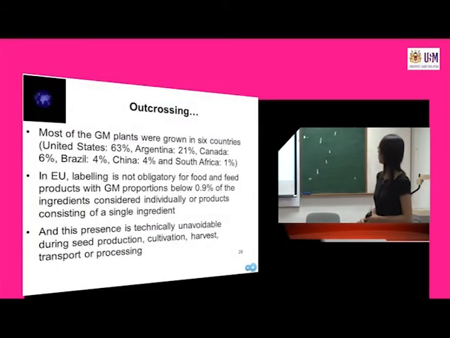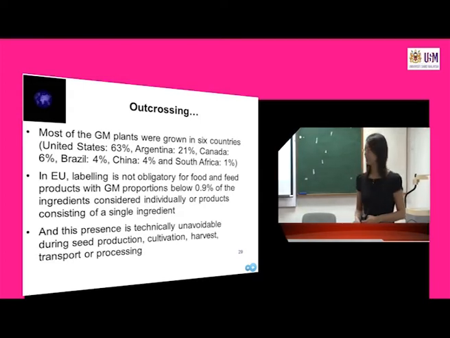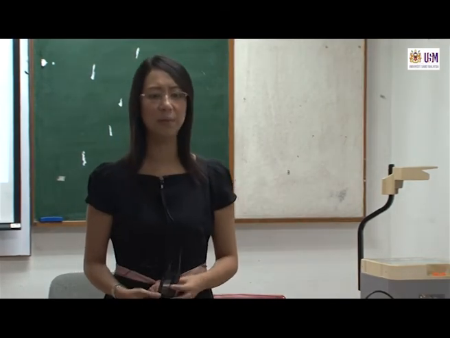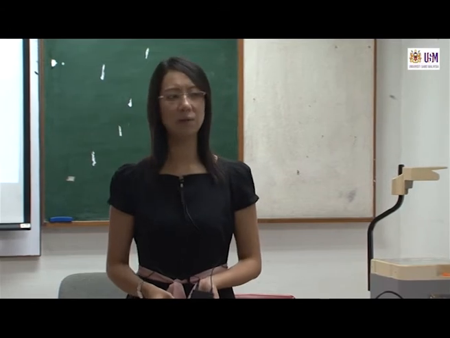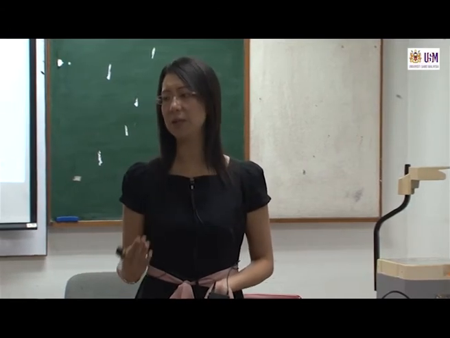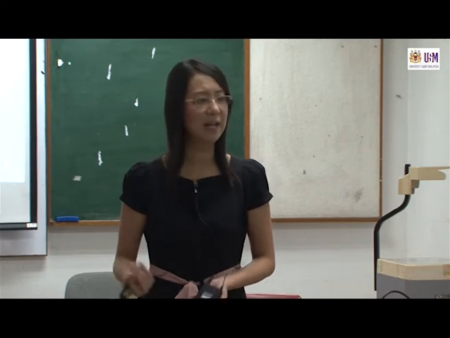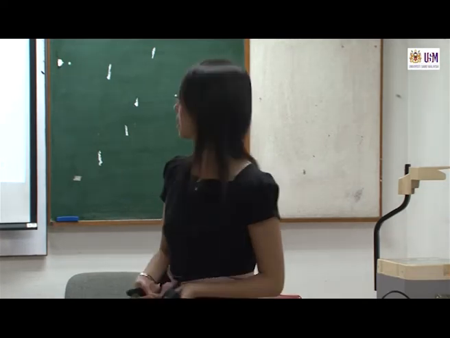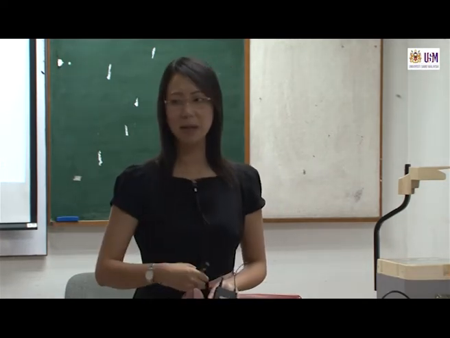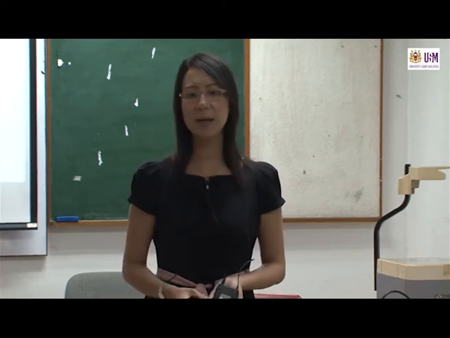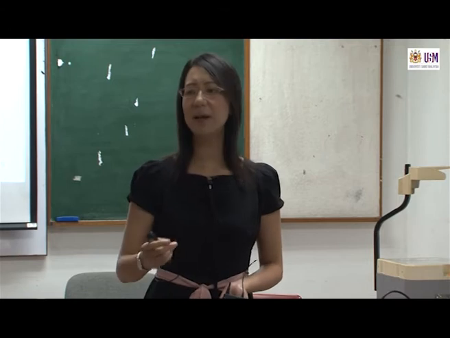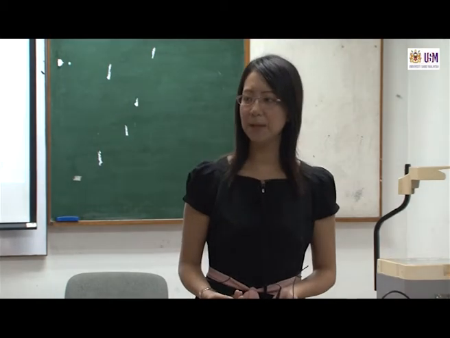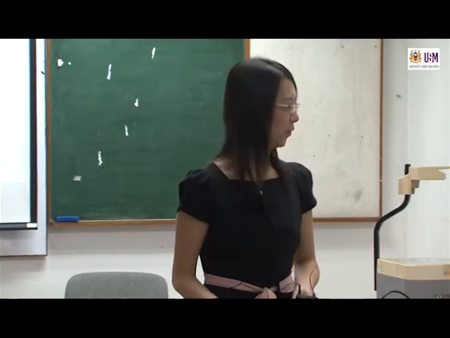Now most of the GM plants are grown in six countries. You can see all these statistics. And in the EU, look at the labeling. The EU is very stern on all these genetically modified matters. Some EU countries have zero tolerance, meaning they do not want genetically modified foods or crops that they're consuming. But that does not mean it's completely zero. For the EU labeling, if it's lower than 0.9%, then it can be claimed as non-GM. So we still allow a certain level of contamination, which we may foresee as inevitable, but not too high. 0.9% is acceptable for the EU, for example.